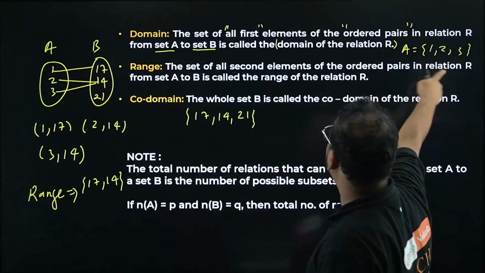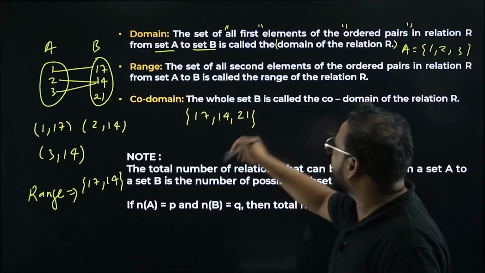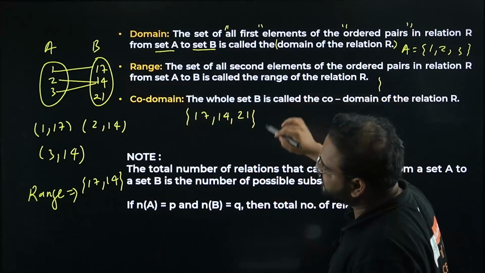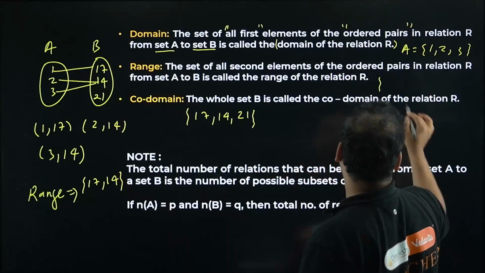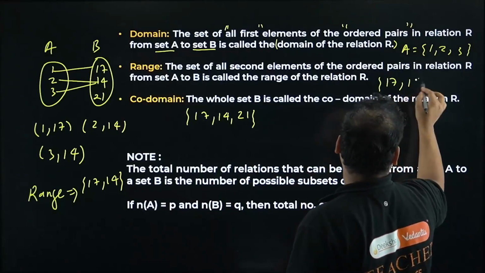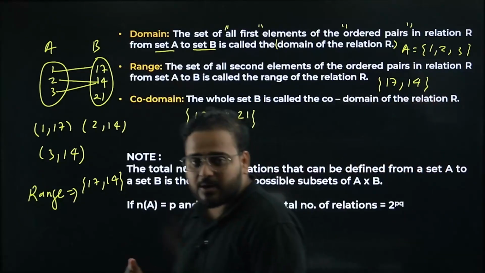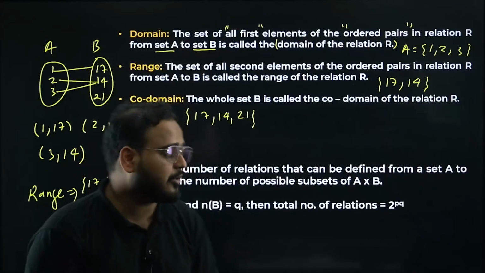So set A is 1, 2, 3, the codomain is 17, 14, 21, and your range is what? Your range is 17 and 14. I hope this is clear now. They're very important to remember. You have to remember these ones.